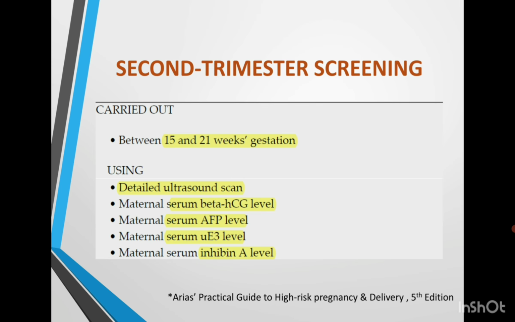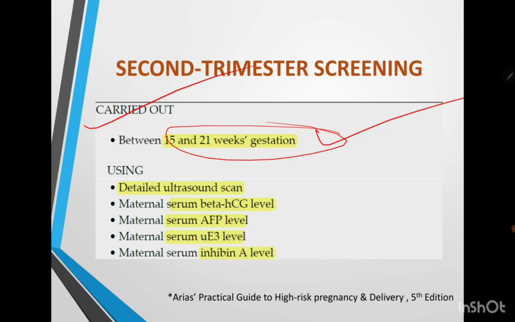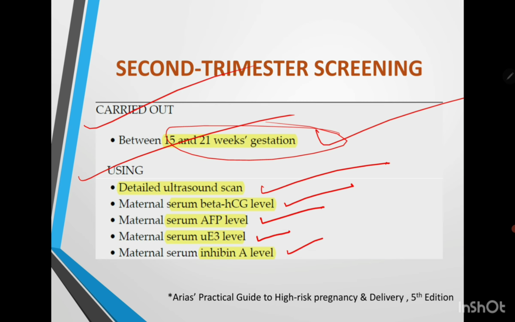The second trimester screening you carry out between 15 to 20 weeks. When you do it, 15 to 21 weeks of gestational age, what are the methods you have? You have options of ultrasound scan, maternal beta-hCG level, alpha-fetoprotein level, and unconjugated estriol, plus you add inhibin A levels. So these three are the triple marker. Then if you add inhibin A, it is the quadruple marker.